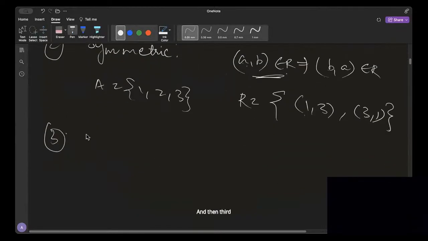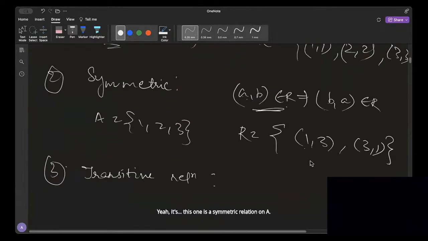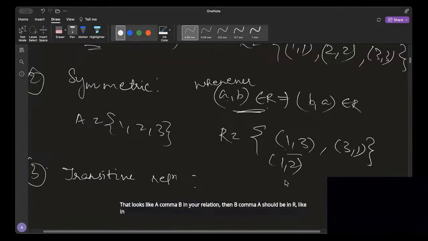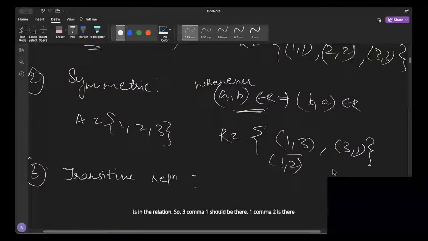And then third, you have transitive. Ma'am, that's true for only one pair, right? Even for one pair, yes, this one is a symmetric relation on A. If you have more than that, let's say if you have (1, 2) here, you need it to be true for every pair. This means whenever (a, b) is an arbitrary element in the relation, then (b, a) should be in R. Like in this one, (1, 3) is in the relation, so (3, 1) should be there. (1, 2) is there, so (2, 1) should be there. If it's not there, then this is not symmetric.